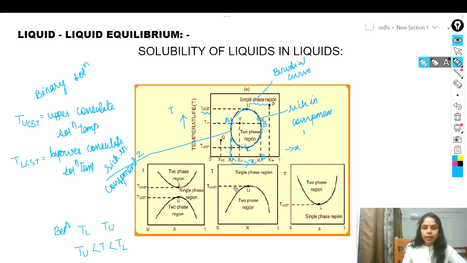Now let's talk about these curves. When the binodial curve intersects only the freezing curve, the upper consolute or critical solution temperature exists. When it intersects only the vapor-liquid equilibrium bubble point curve, only the lower consolute solution temperature exists. When it intersects both, no critical or consolute point exists, and this fourth type of behavior is observed. So this is all about the solubility of liquids in liquids. Hope you will be able to understand this. Thank you.